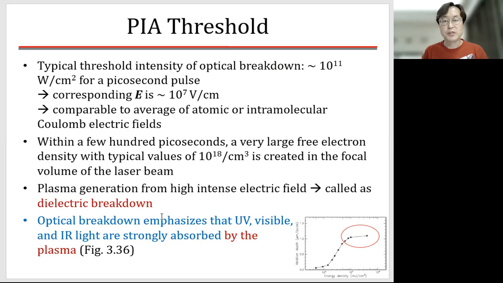So this plasma generation from the high intensity electric field is also called dielectric breakdown. And this optical breakdown emphasizes that UV, visible or IR light is strongly absorbed by the plasma itself. So once the plasma is generated, as you have seen in the previous lecture, when the energy density is higher than a certain level, then the ablation depth is not increasing anymore.